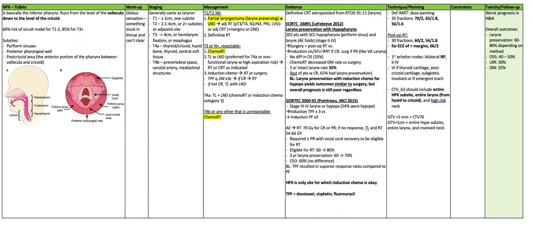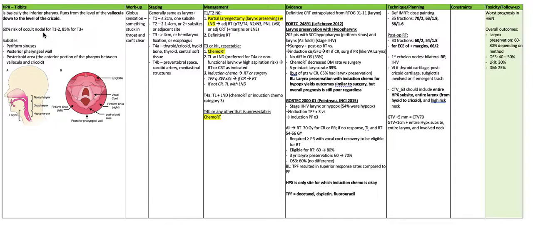Hypopharynx cancer is basically the inferior pharynx. It runs from the level of the vallecula, so right about here, down to the level of the cricoid cartilage. 60% risk of occult nodal involvement for T1 to 2, and literally 85% for T3 or greater.